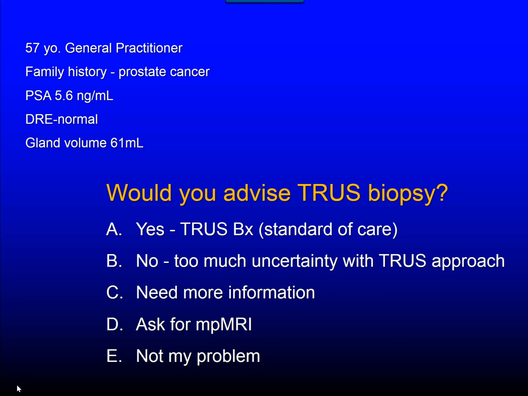So, would you say, get a TRUS biopsy because this is the standard of care? Would you say, no, there's too much uncertainty with the TRUS biopsy approach? Would you say that you need more information? And then what more information do you need? Would you say get an MRI scan and then decide? Or would you say, I really don't know anything about this condition, I'm the wrong person to ask?